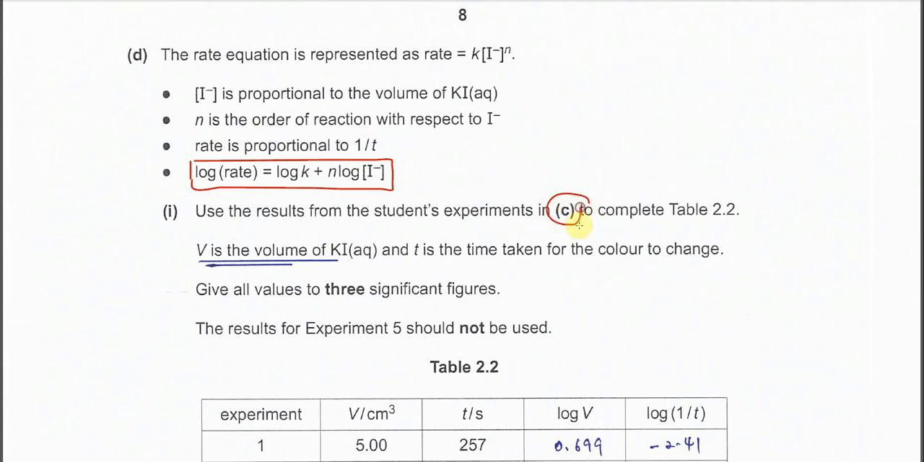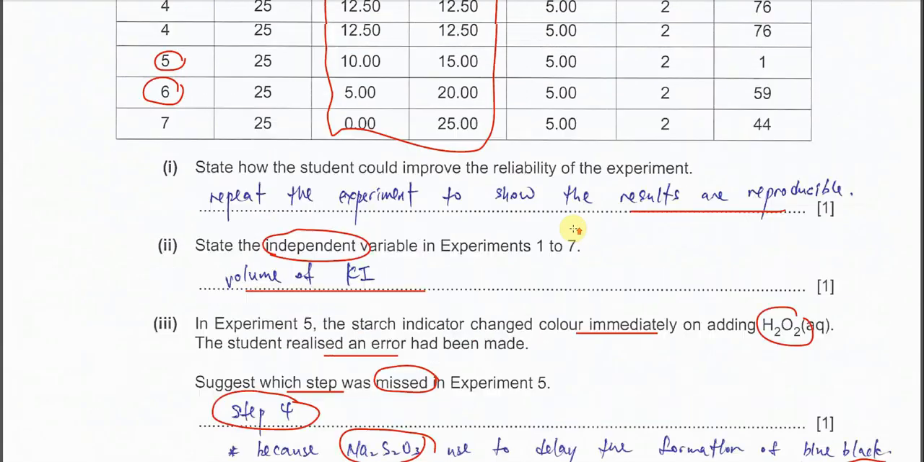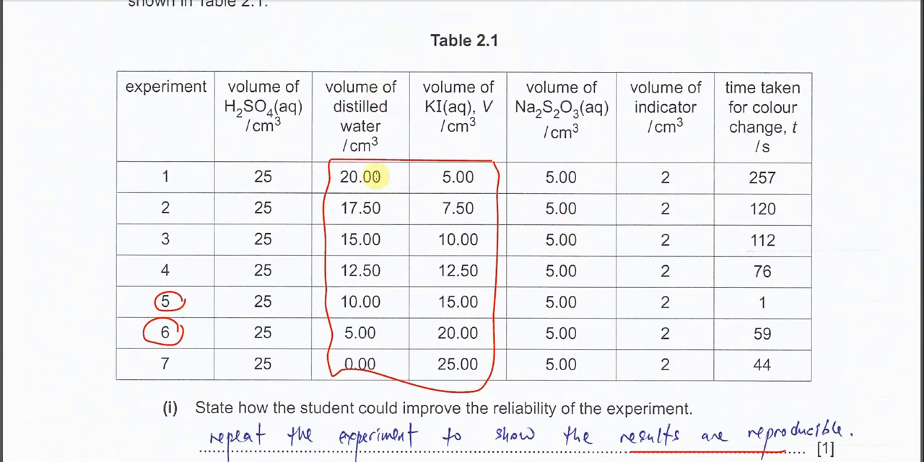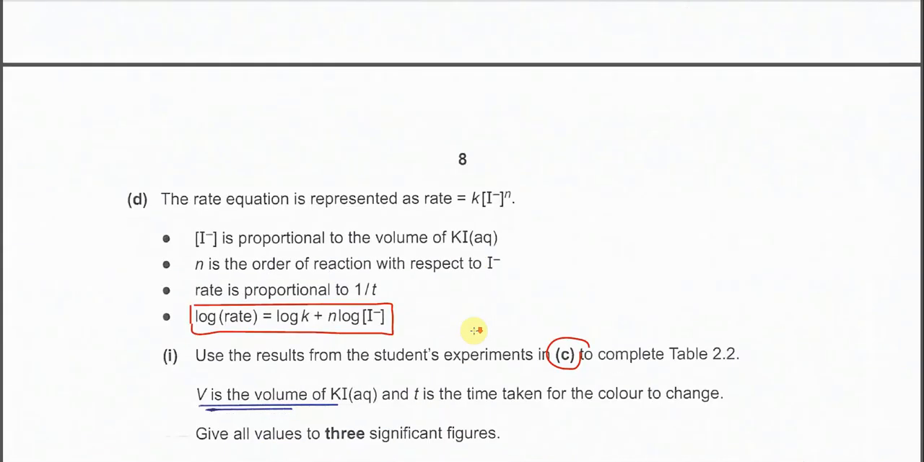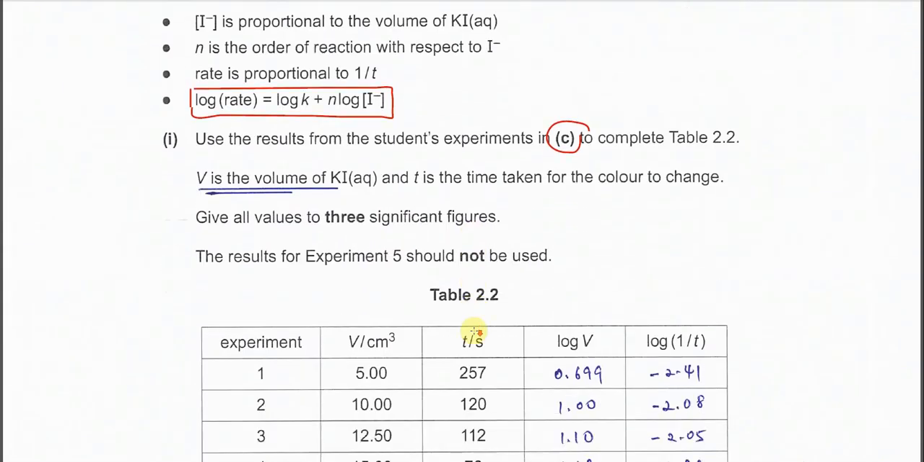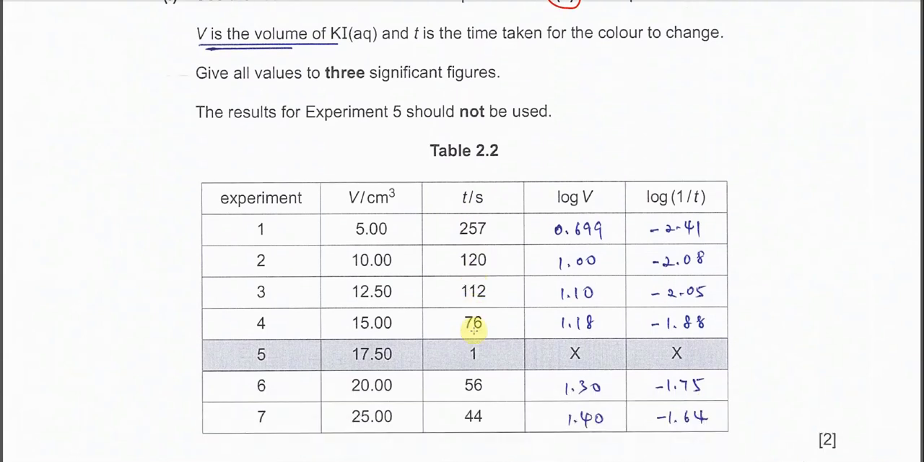Okay, this one, part C. For this one, the time and the volume. Complete Table 2.2. This one is very easy, you just try to calculate. Give the answers to 3 SF, calculate in 3 SF, and you can get the full marks.